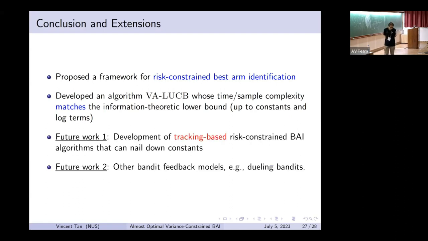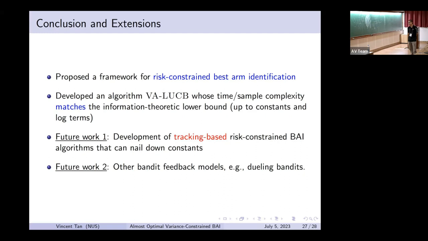So this is still not very ideal, because we are still missing constants, and some people care about constants. It may be possible to nail down the constants through tracking-based risk-constrained BAI algorithms that we have not explored, at least not at this point in time.